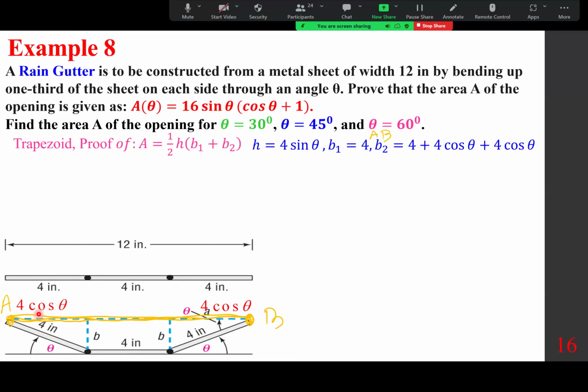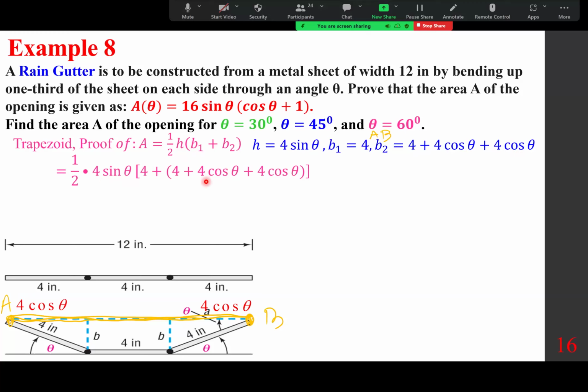This portion of it is 4 cosine theta. This portion of it is 4 cosine theta. This portion is like this one, 4. So 4 plus 4 cosine theta plus 4 cosine theta. Let's put it into this. Half of the height, which is 4 sine theta, times this. Half and 4 is 2 sine theta.